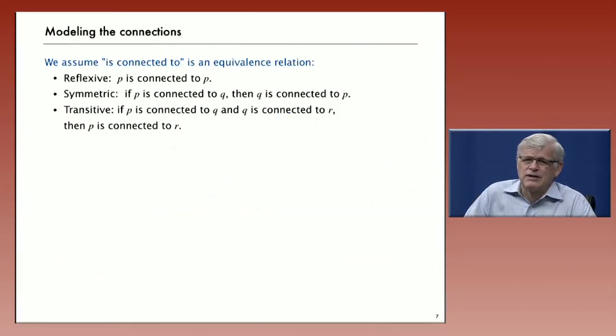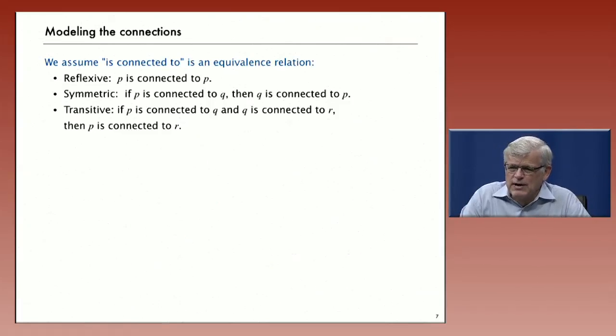Now the connections: we need a few abstract properties that these connections have to satisfy, and they're all quite natural and intuitive. So we assume that "is connected to" is an equivalence relation. That is, every object's connected to itself. It's symmetric: if P is connected to Q, then Q is connected to P. And it's transitive: if P is connected to Q and Q is connected to R, then P is connected to R. Now these properties are very intuitive, but it's worthwhile to state them explicitly and make sure that our algorithms maintain them.